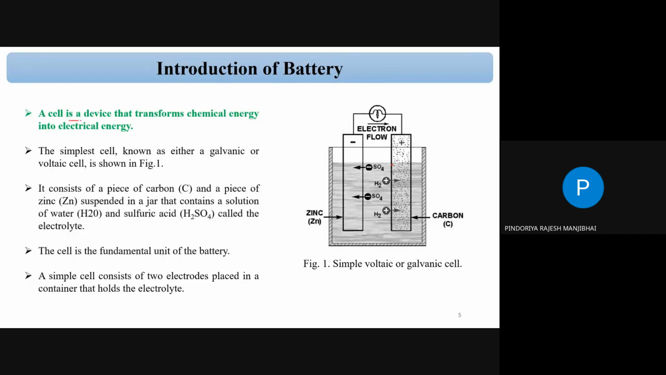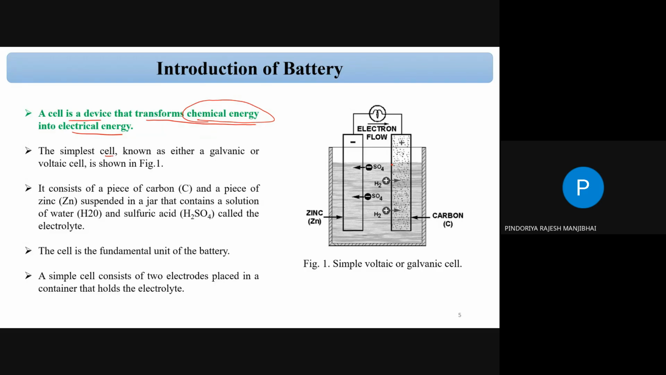A cell is a device that transforms chemical energy into electrical energy. This is a simple fundamental concept, because we cannot generate energy and we cannot destroy energy. We can only convert energy from one form to another, correct? So in the battery, we convert chemical energy into electrical energy. That is the fundamental concept we have to study.